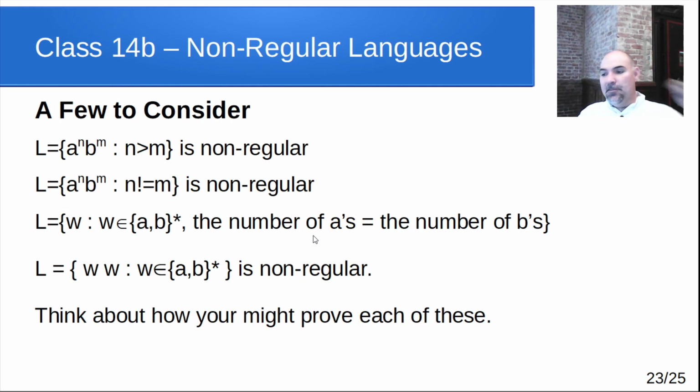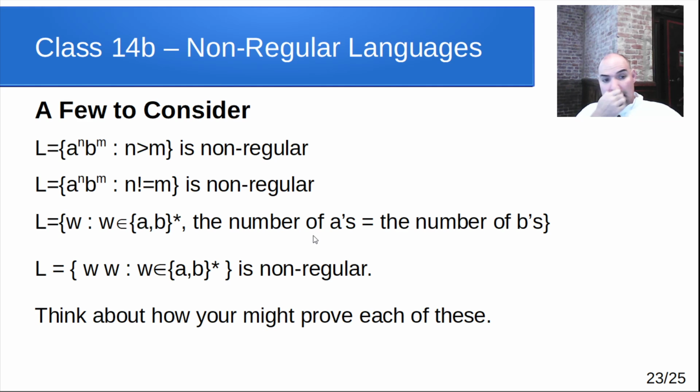Now, a few of these to consider that I want you to think about is, what about a to the n, b to the m? In other words, there's more a's than there are b's. Is that non-regular? And if so, could you prove it? Or what about where there's a different number of a's and b's? In other words, we have a number of a's, we have a number of b's. They're not allowed to match. Is that non-regular? And could you prove it?